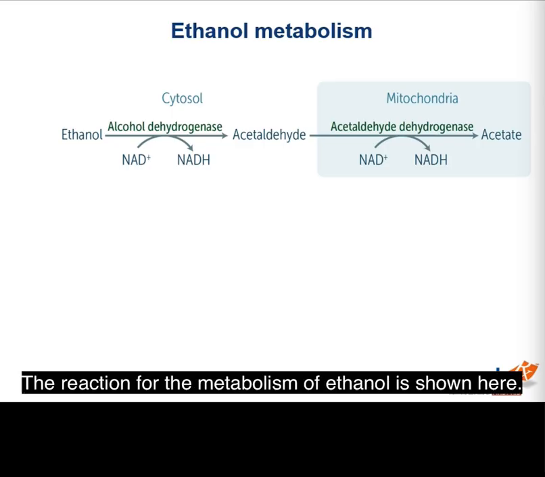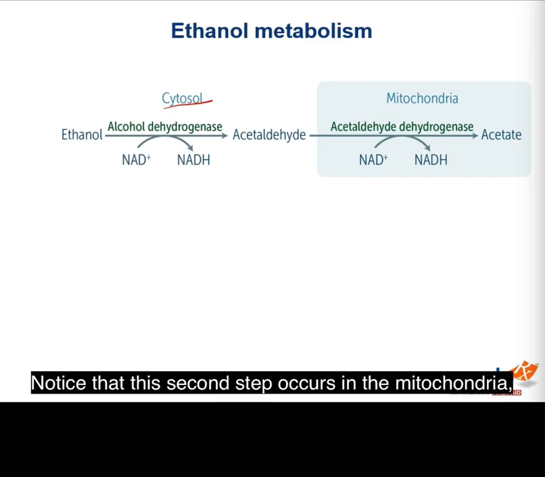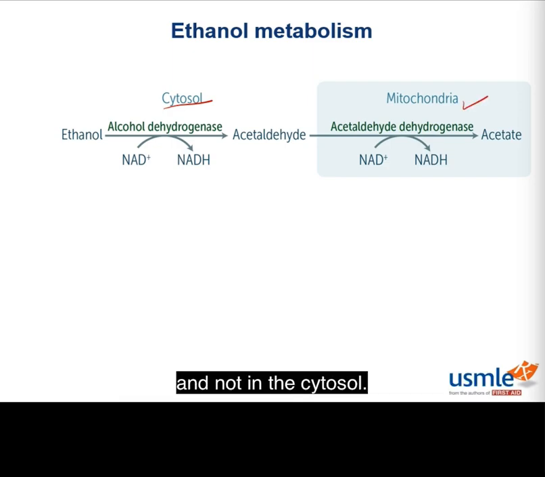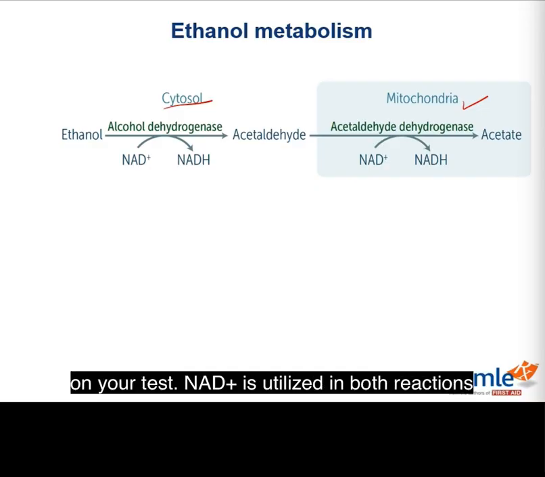The reaction for the metabolism of ethanol is shown here. Ethanol is first oxidized to acetaldehyde by alcohol dehydrogenase, and this takes place in the cytosol. Next, acetaldehyde is further oxidized to acetate by acetaldehyde dehydrogenase. Notice that this second step occurs in the mitochondria and not in the cytosol. This is a small yet important detail that might show up on your test.